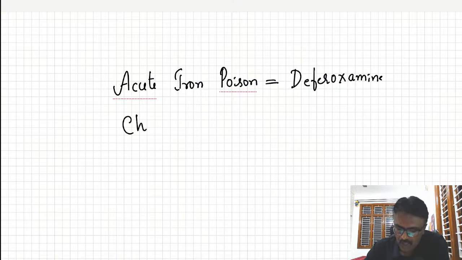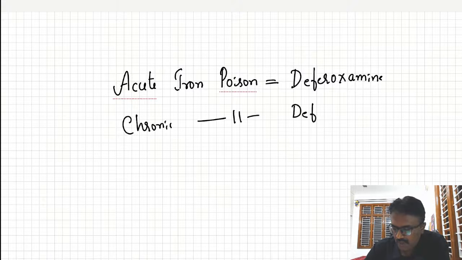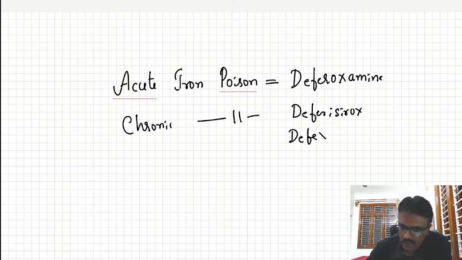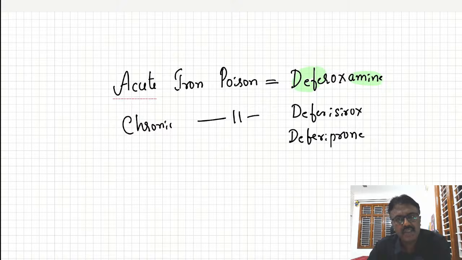Suppose there is chronic iron overload. Then we use the same drug, defer, but it ends with -sirox, or same defer, -iprone. So most of you will confuse this. Suppose the drug starts with defer and ends with amine, it's for emergency. Defer means remove the iron. But if it starts with defer and doesn't end with amine, it's for chronic. That's it. Remember like that. You won't have confusions.